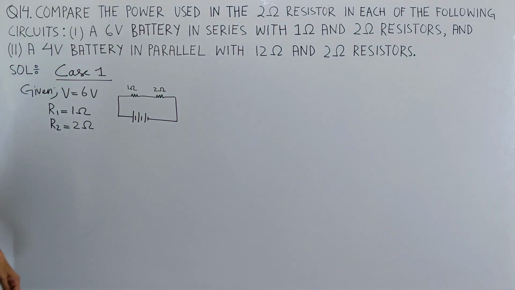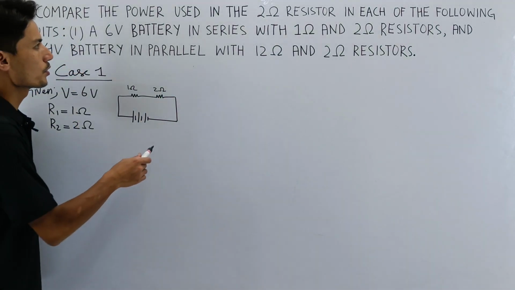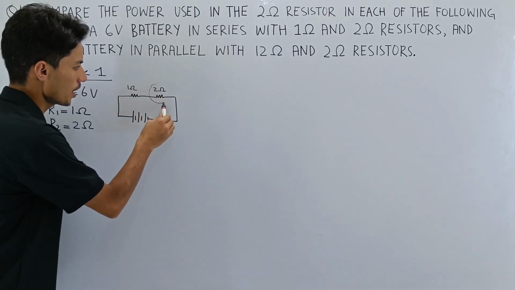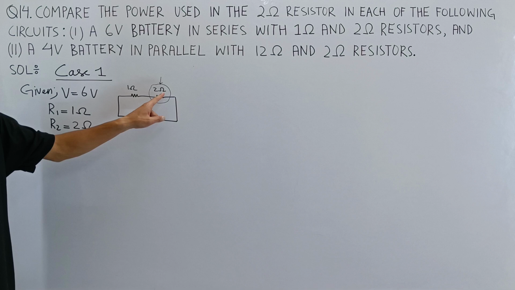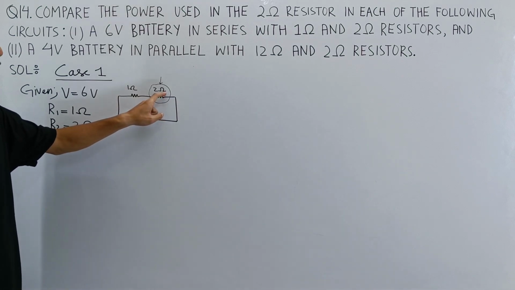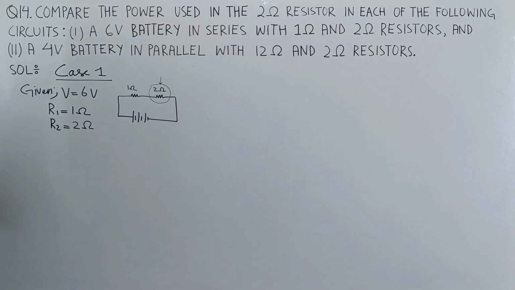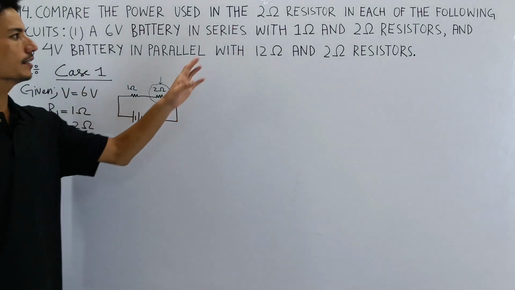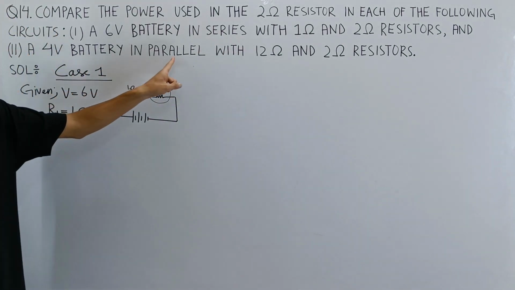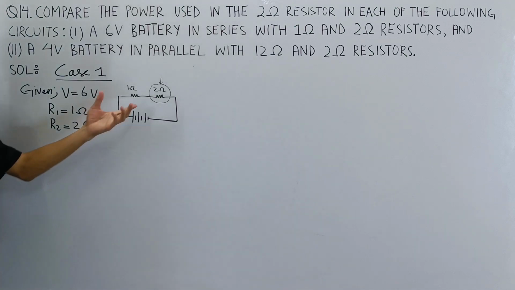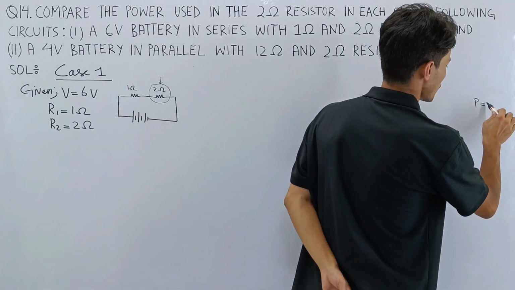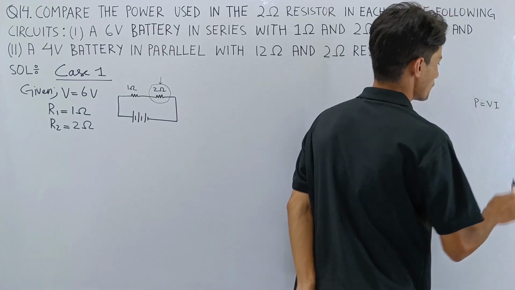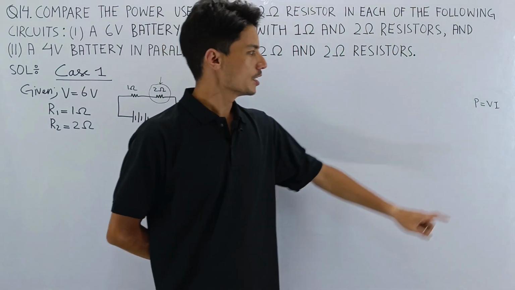If you read the question, it is asking to compare the power used in the 2 ohm resistor. That means here our primary focus should go here. We are to calculate the power used in the 2 ohm resistor. So here we are to calculate the power when they are used in series, and in the second case when they are used in parallel. So we are going to find power. So power is equal to V into I.